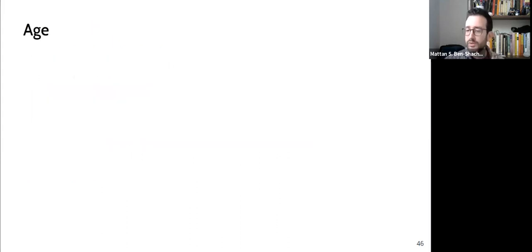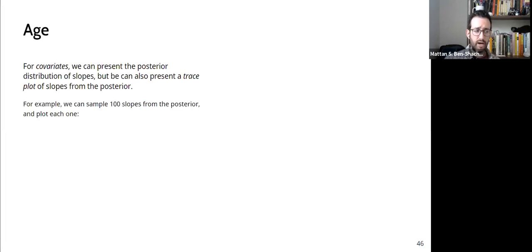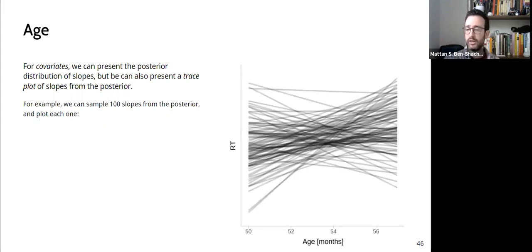Oh, age, right. We also had a parameter of age in our model. So for covariates, we can present our posterior distribution, just like we did for the means, right? Just show the posterior distribution of slopes. But an alternative way to show is to sample some slopes and just plot them out. And we can get a plot like this called a trace plot. And we can get some kind of sense of what the posterior looks like from this, right?